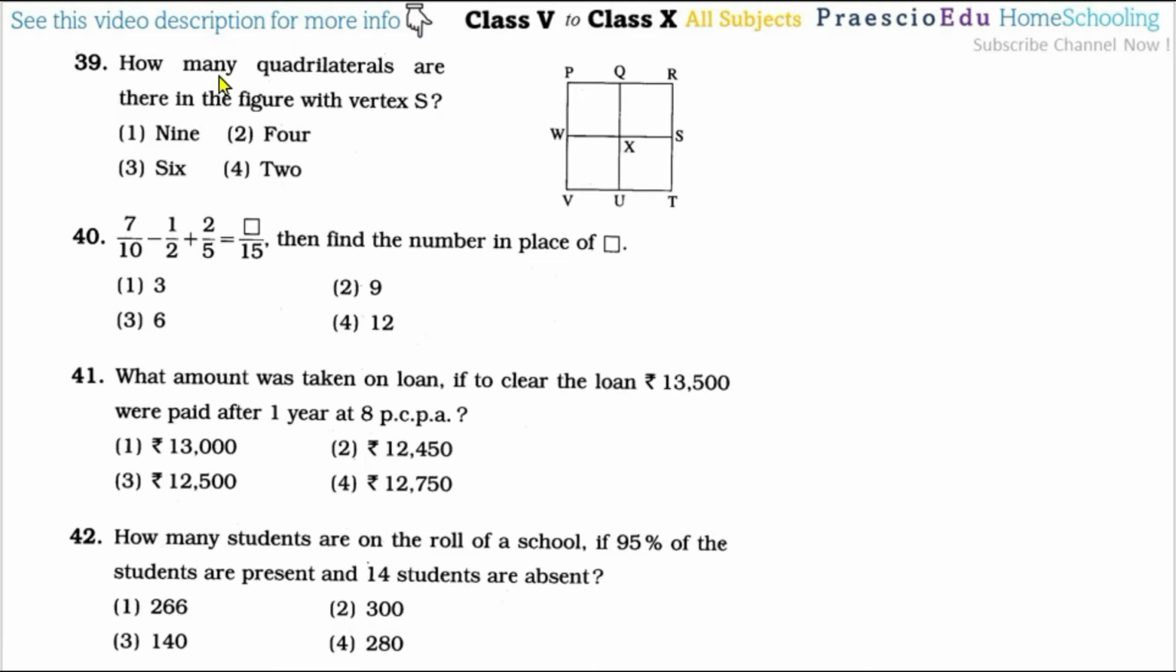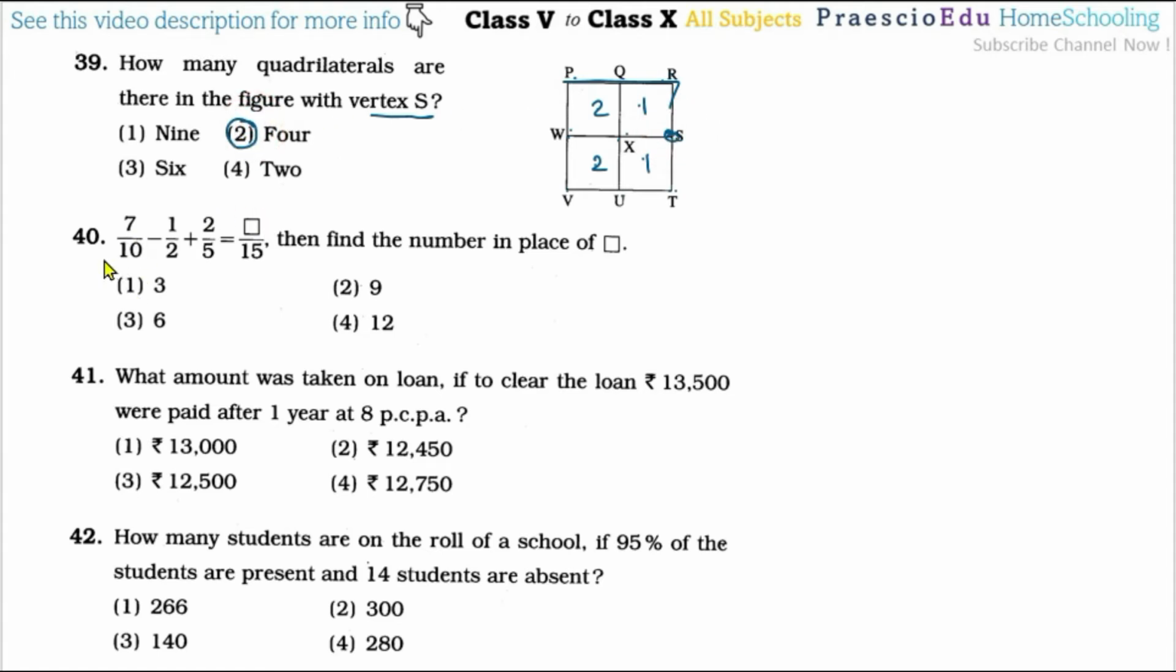Then question number 39, how many quadrilaterals are there in the figure with vertex S? So vertex S is here. Quadrilaterals QRSX, so that is the one. Then PRSW, so that is the 2. Then UTSX, so vertex S is considered, so that is the 3. And then WSTV, so that is the fourth. So 1, 2, 3, 4. These are the 4 quadrilaterals which have the vertex S. So 4 means option number 2 is the correct one.